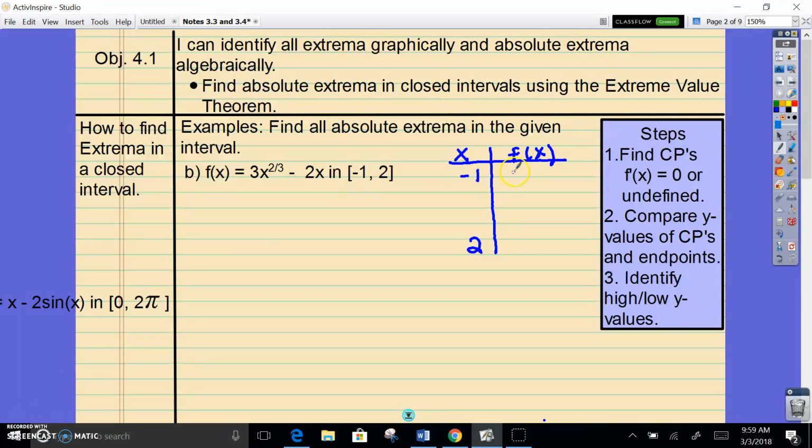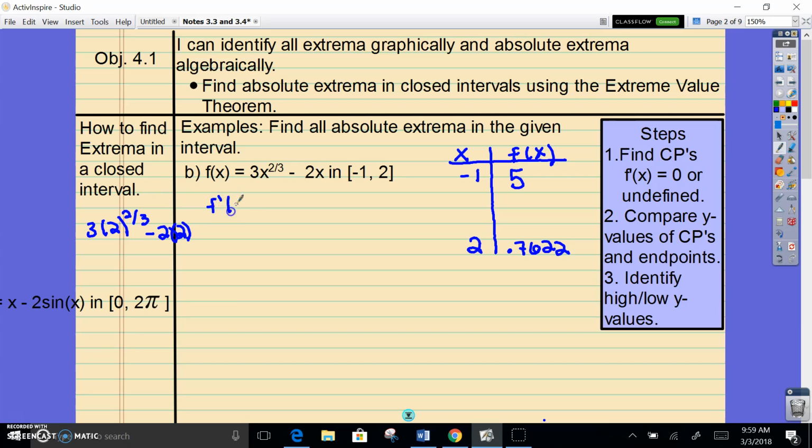So putting in -1 is going to give us 5, and all I'm doing is plugging it in here for x. And plugging a 2 in, I'm going to need a calculator because I'm going to end up with 3 times 2 to the 2/3, which is not going to come out to a whole number, minus 2 times 2. And so when I work this out on a calculator, I get 0.7622. And already I know that this is a lower y value than the one up here at 5. So right now this is my absolute min, and right now this is my absolute max. But now I got to go check on CP.